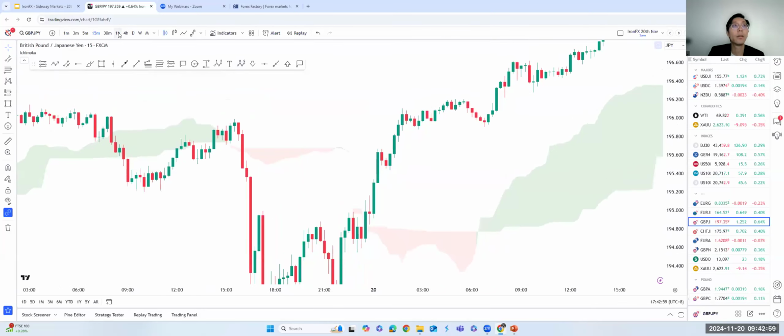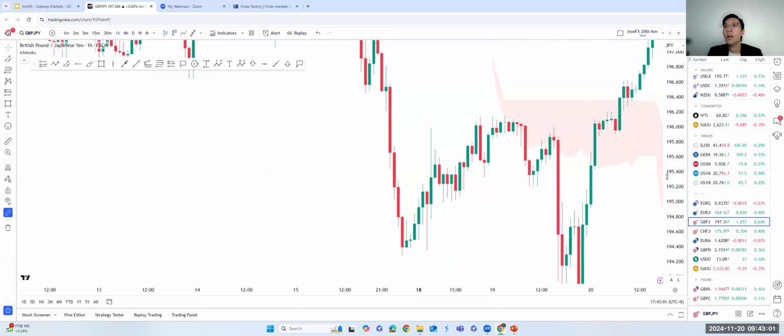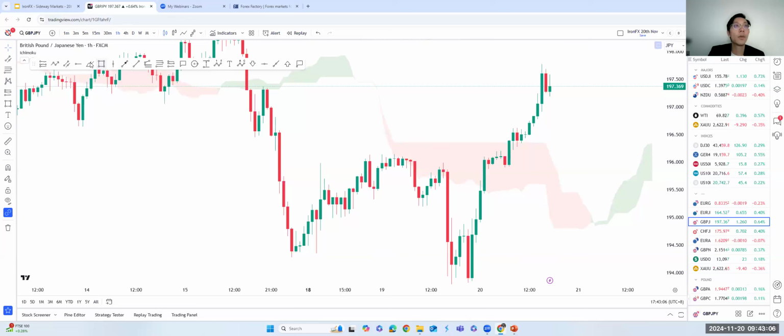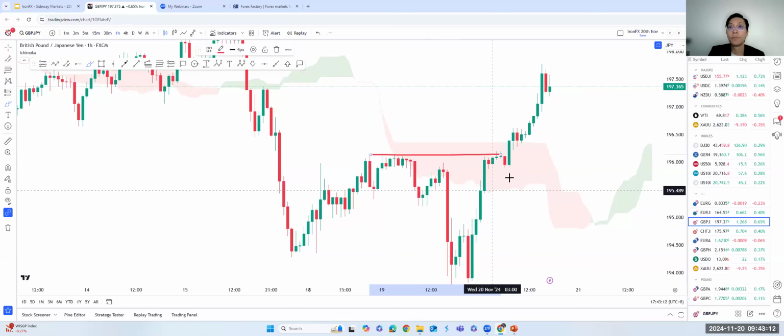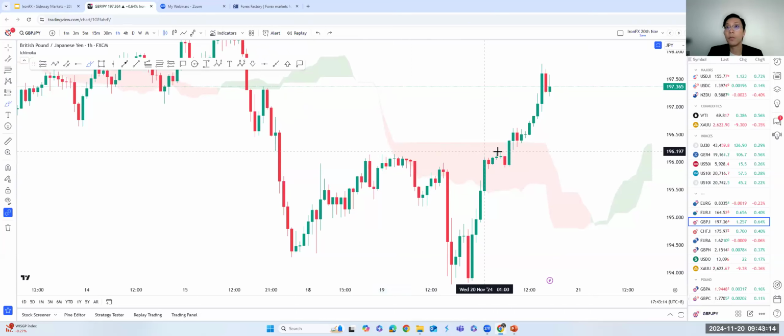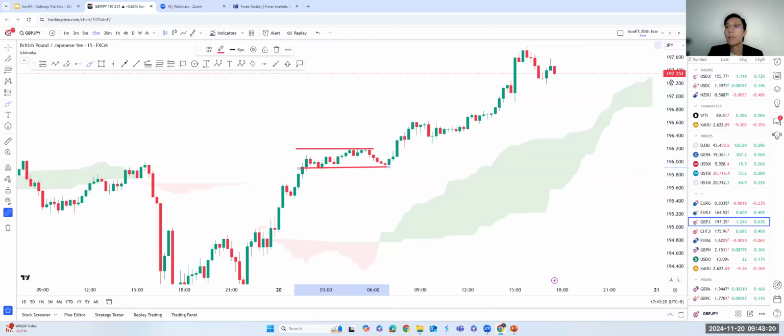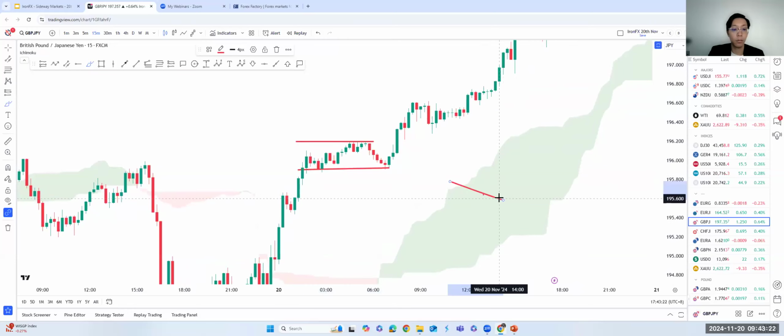Let me try to find a higher time frame. Very, very simple stuff. Let's say you have a level of resistance here. Level of resistance here. You can see it's not very clear on 30 minutes. There, you can see right here.